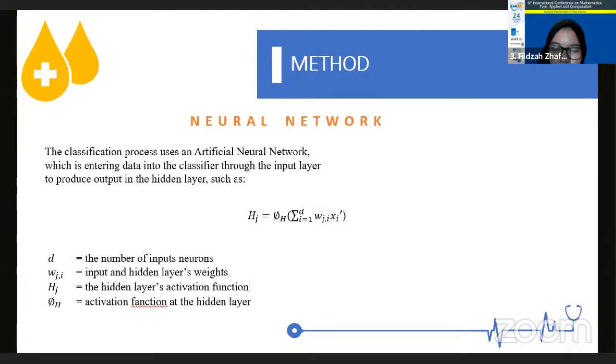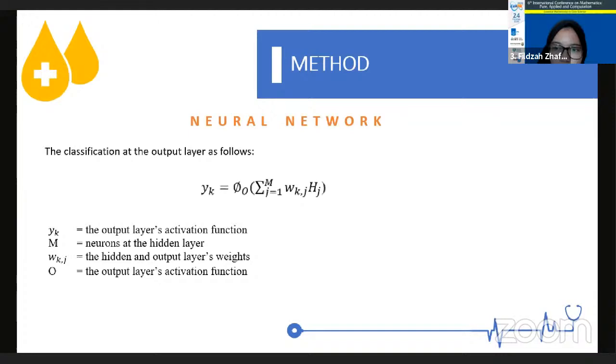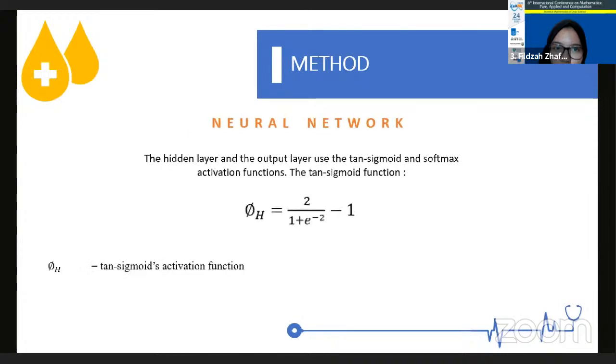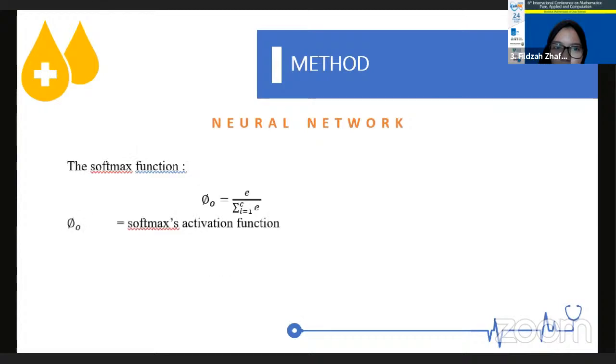This is the formula for the input layer, and this is the formula for classification at the output layer. The hidden layer and the output layer use the tan sigmoid and softmax activation functions. This is the formula for the tan sigmoid function, and this is the formula for the softmax function.